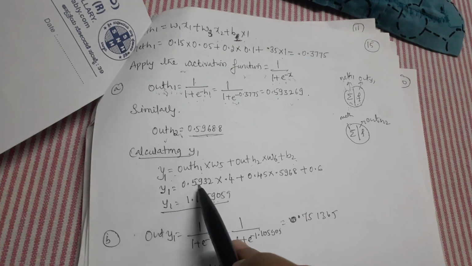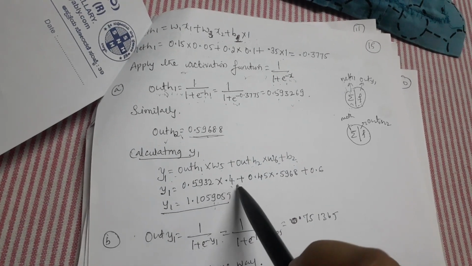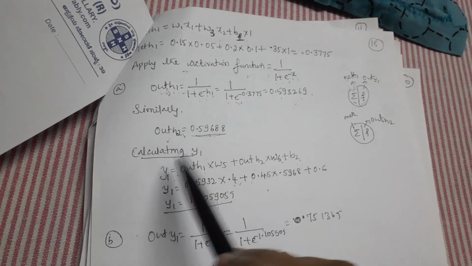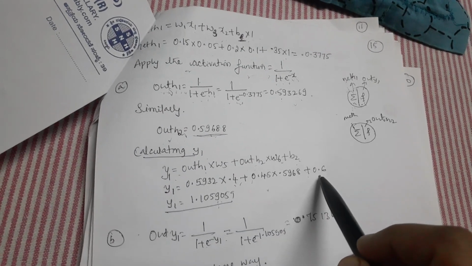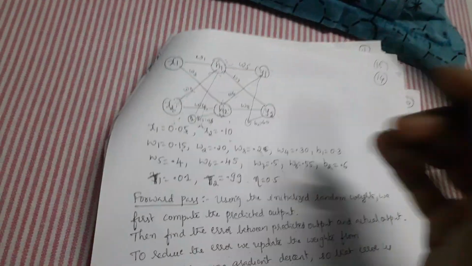Substitute the values. What is out H1? This one. What is the weight W5? Use the reference. Plus out H2, this one. What is the W6? Refer to it, substitute here. Plus bias. So you are getting the Y1 value.